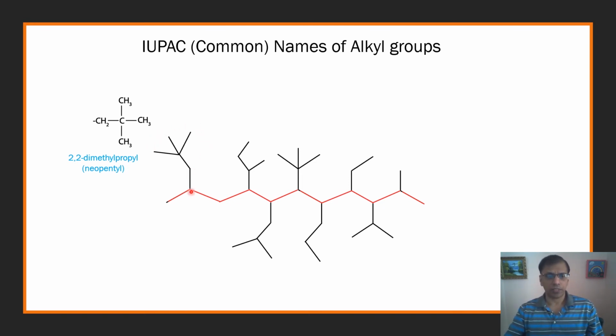And it's also represented this way. So whenever you see a structure like this in an organic molecule, then remember that this is the neopentyl group. So the next one, that is this particular alkyl group, is called sec-butyl group, and it's 1-methyl propyl. 1-methyl because the methyl group is attached to carbon atom 1, and this is the carbon atom 1, and this is the methyl group that's attached.